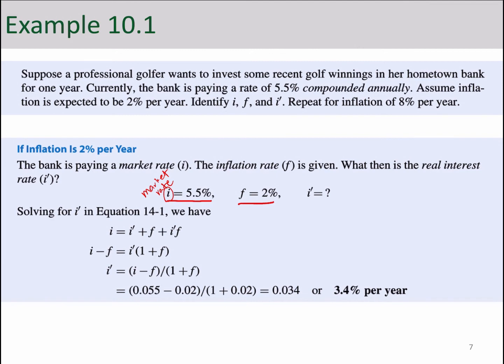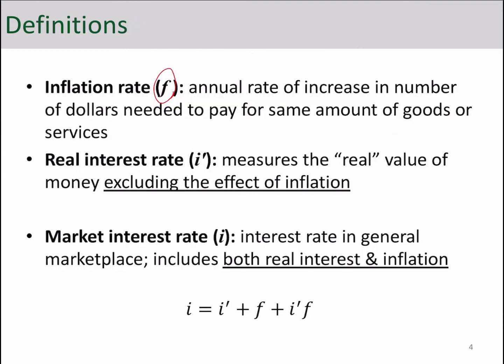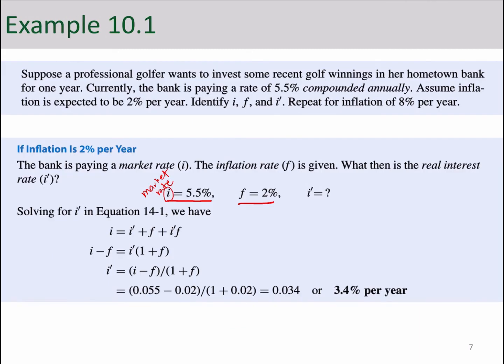If we solve for I prime, if you remember a few slides back, the relationship between market interest rate, real interest rate, and inflation is in this equation. So we can use that and solve for I prime. We know the I, we know the F, we're looking for I prime. And you can solve it and you will see that it's 3.4% per year. So what does that mean? The market rate that the bank offers us is 5.5%, but the real rate is 3.4%.